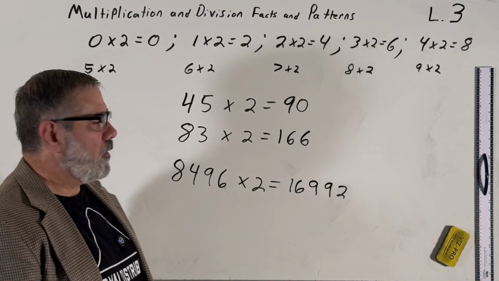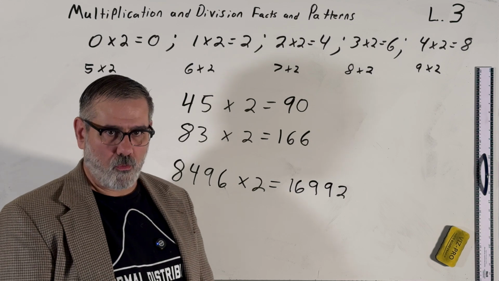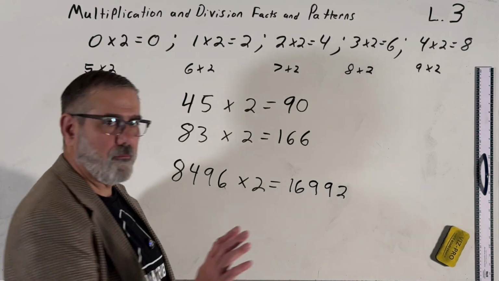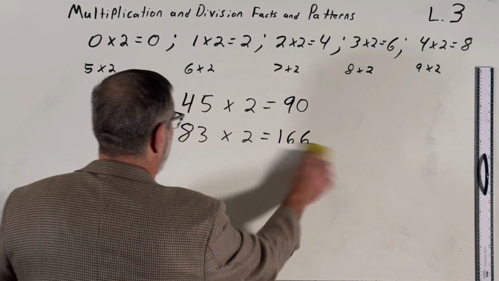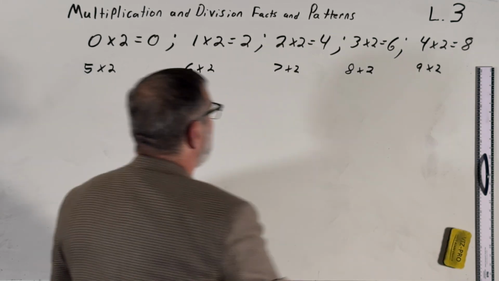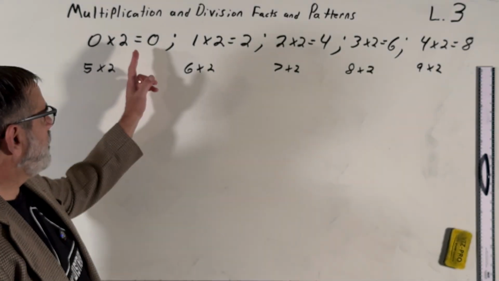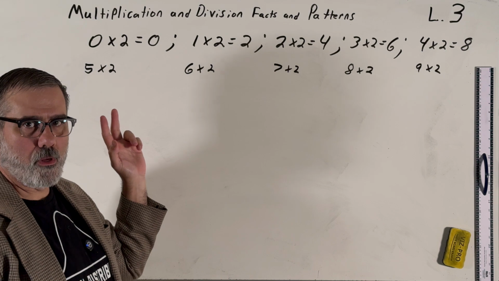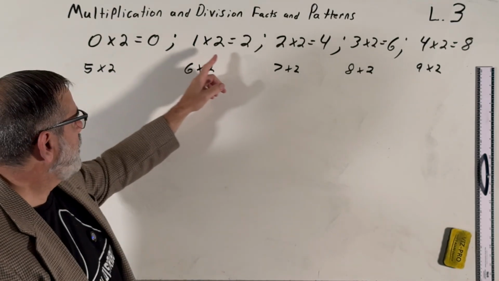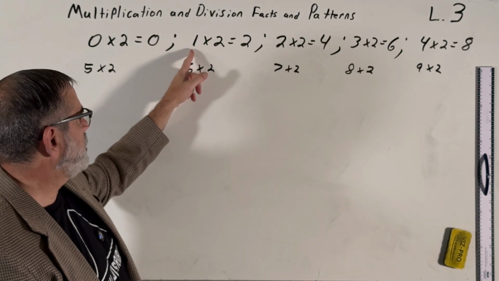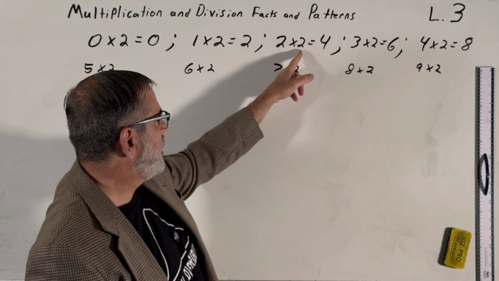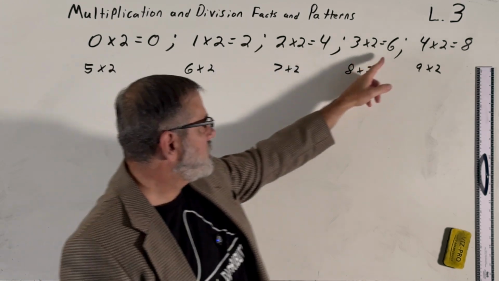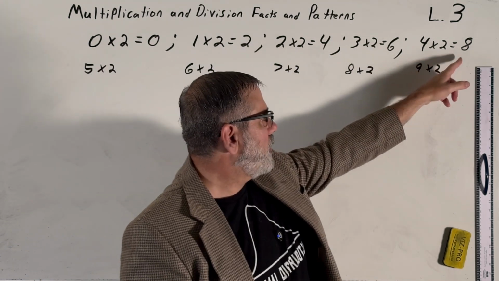Okay, now that we've dealt with multiplication by 2, let's do division by 2. It's a little bit different, but I think you'll find it pleasant. Since we remember these multiplication facts, we certainly know what 0 divided by 2 is. That's going to be 0. 2 divided by 2 is 1. 4 divided by 2 is 2. 6 divided by 2 will be 3. And 8 divided by 2 will be 4.